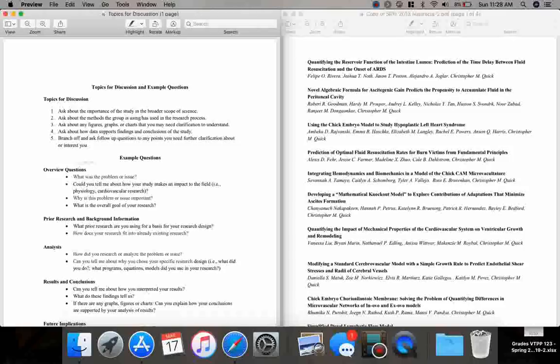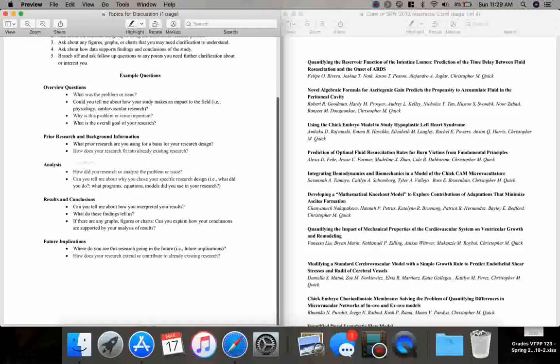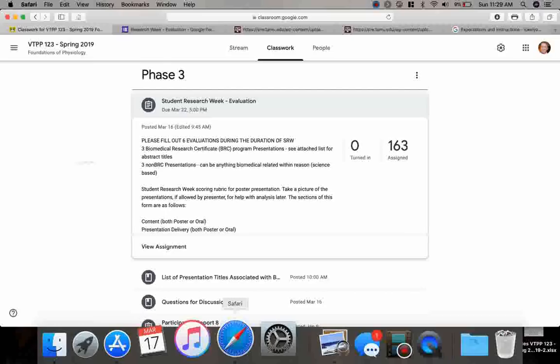Remember, one key thing that's amazing with doing this is especially our biomedical research certificate program related presentations. Those can deal with potential research interests for you for phase 4 of this class and for next year if you choose to continue on with this program. Notice there's some overview questions, prior research background questions, analysis, results, conclusions, future implications. These kind of give you a language of how to ask the questions. You don't have to ask these exactly, but it's here as a helpful guide for you, okay?